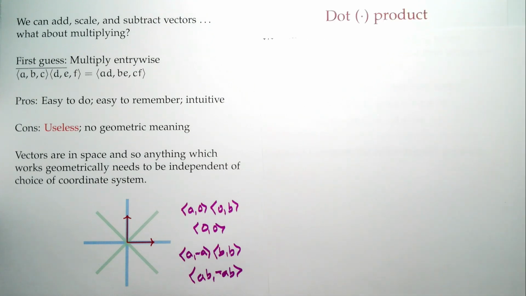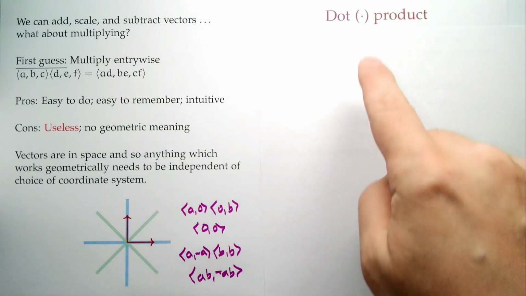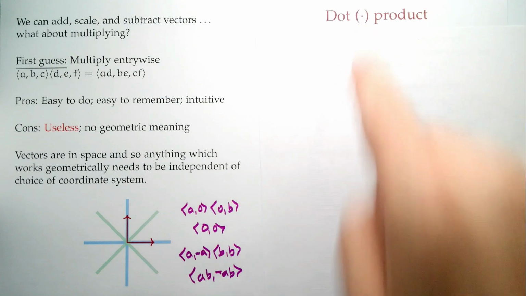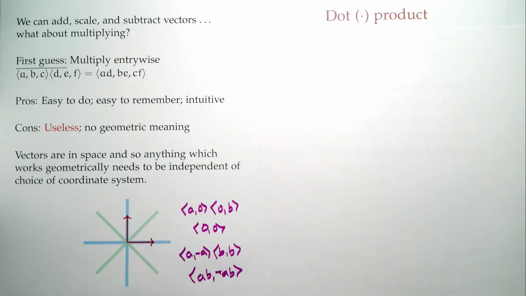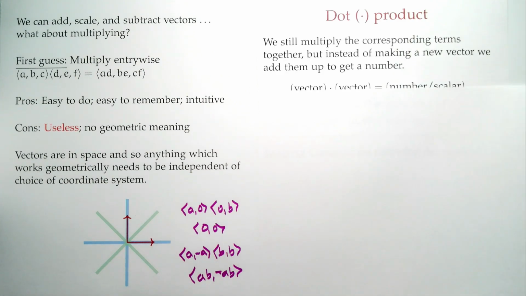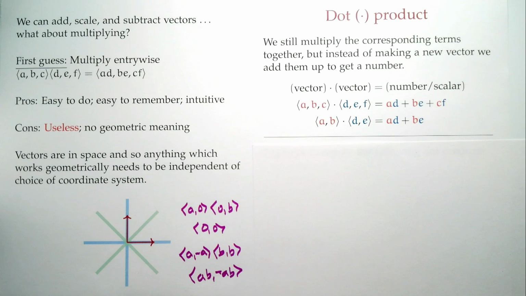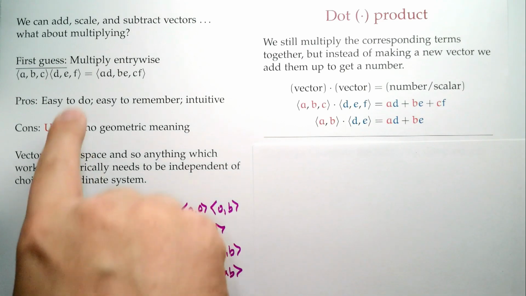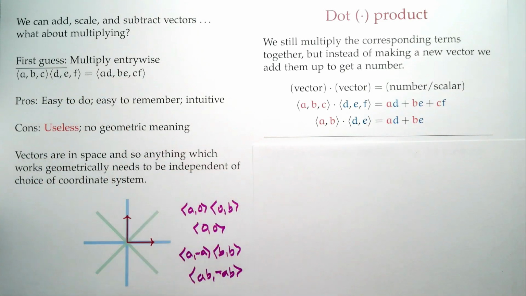Because there's more than one type of multiplication, we're going to give them 2 different names. So we have the dot product. The dot product is the one that uses a dot. Now here's the idea about the dot product. We still are going to multiply the terms together. So before, you said, hey, let's multiply the terms term by term. Okay, all right. We're still going to do that.